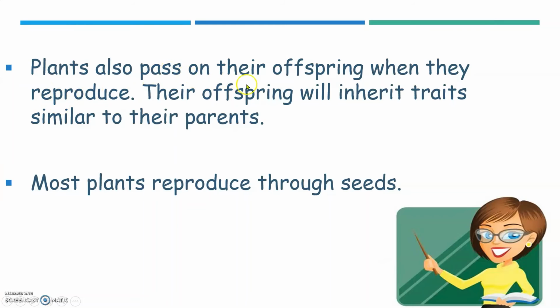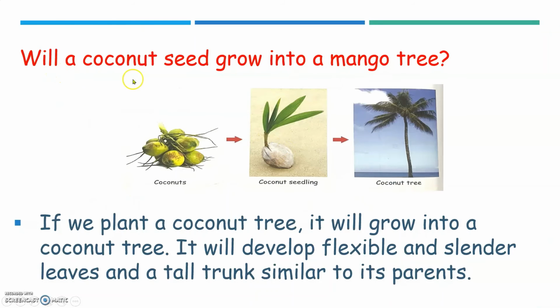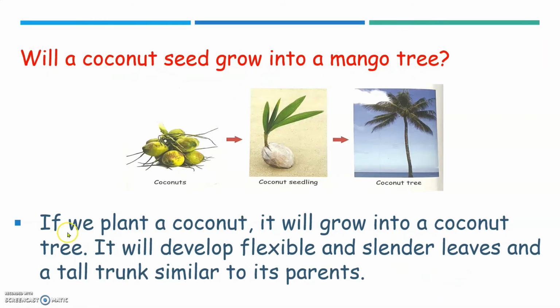Plants also pass on traits to their offspring when they reproduce. Their offspring will inherit traits similar to their parents. Most plants reproduce through seeds. Will a coconut seed grow into a mango tree? If we plant a coconut, it will grow into a coconut tree. It will develop flexible and slender leaves and a tall trunk similar to its parents.